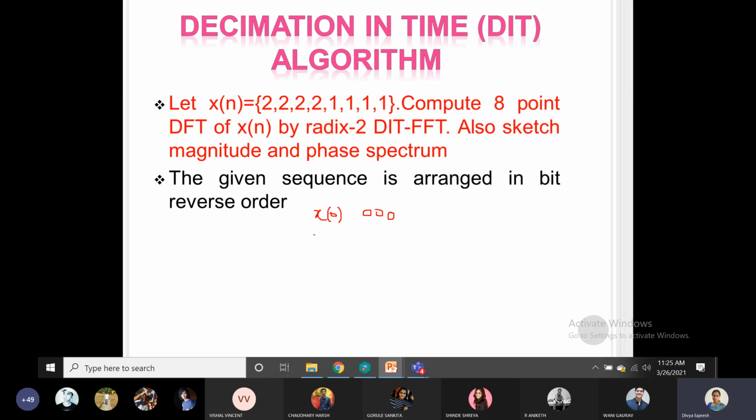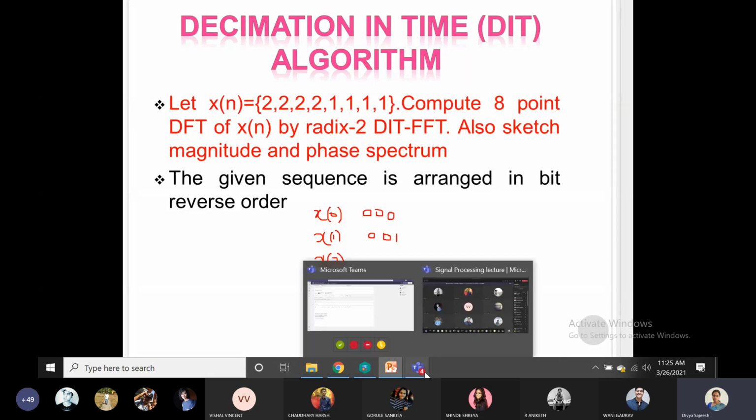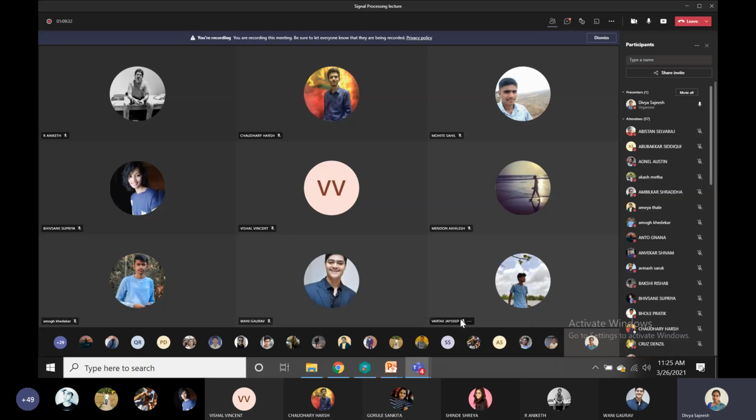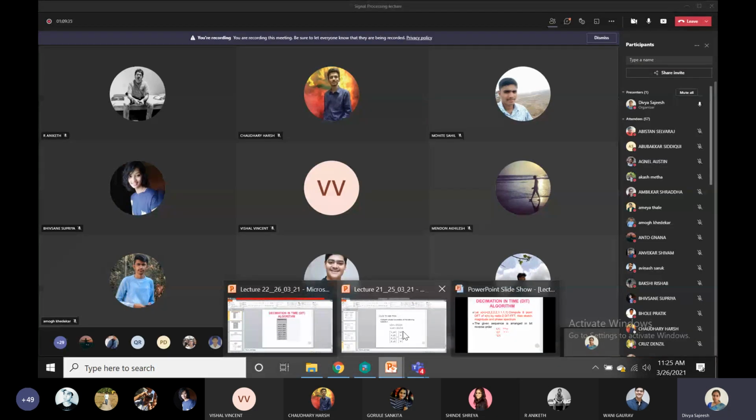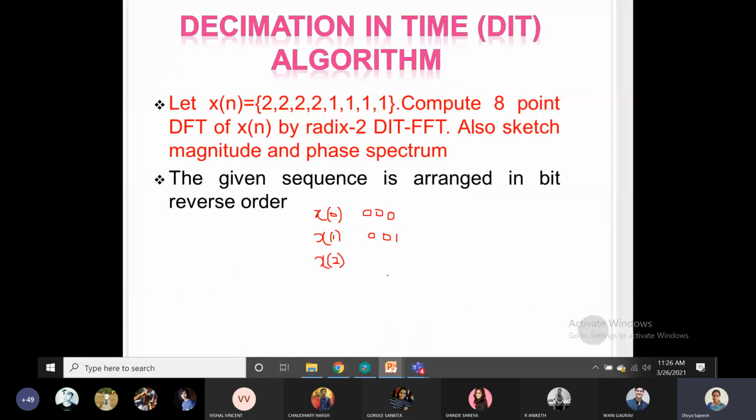Next element is x of 1. You represent 1 in digital form as 0, 0, 1. Now the next element is x of 2. Amok, can you tell how you will represent 2? 0, 1, 0. Yes, it will be 0, 1, 0.